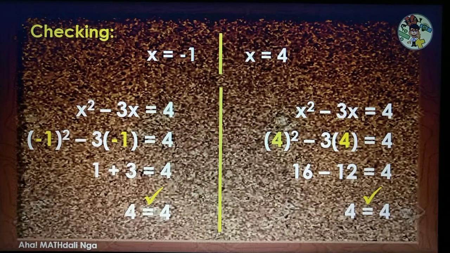Since the two values satisfy the given equation, x squared minus 3x is equal to 4, then we could say that negative 1 and positive 4 are the solutions of the given quadratic equation.